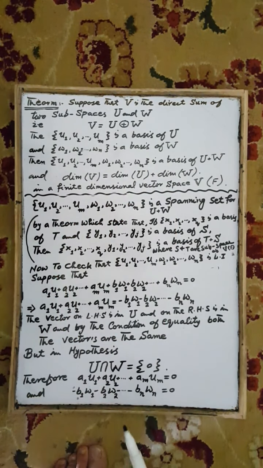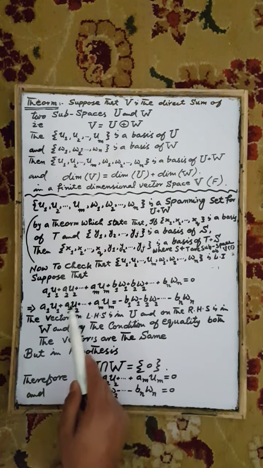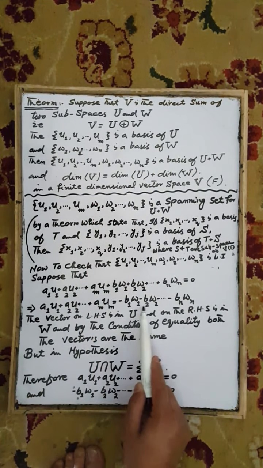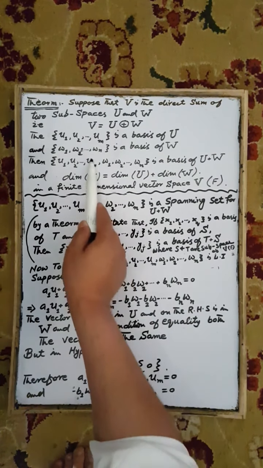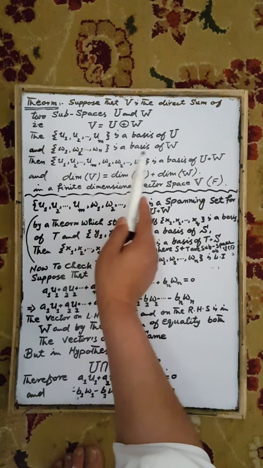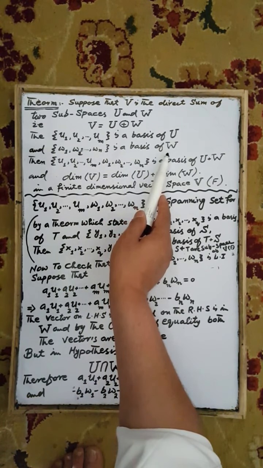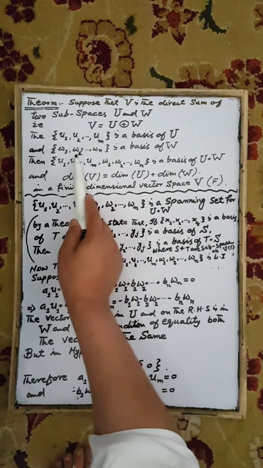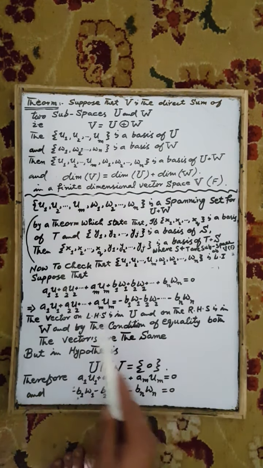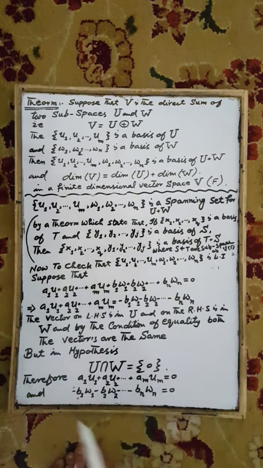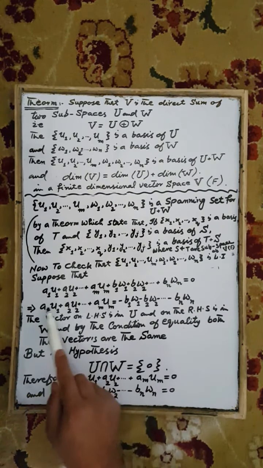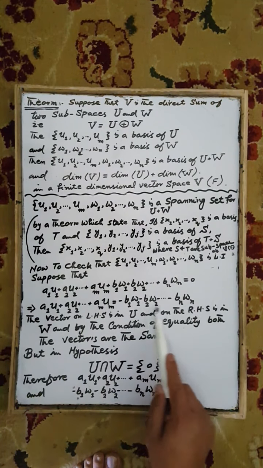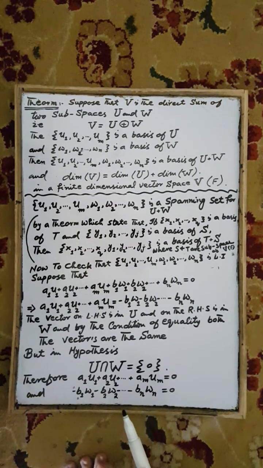of the subspace u of the vector space v over the field f, and this resultant element is an element of u. The elements on the right hand side, w1 w2 up to wn, are the elements of the basis of the subspace w of the vector space v over the field f. Therefore the linear combination of these elements is an element of the subspace w of the vector space v over the field f. That is, this resultant element is an element of the subspace u, and this resultant element is an element of the subspace w of the vector space v over the field f.